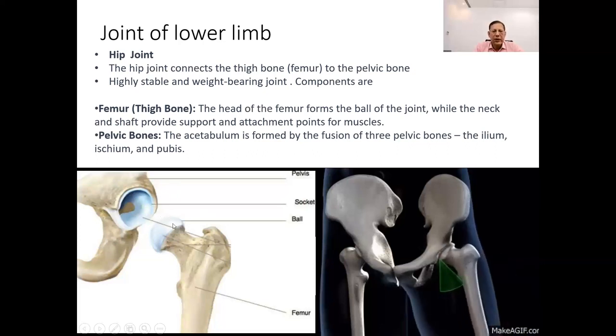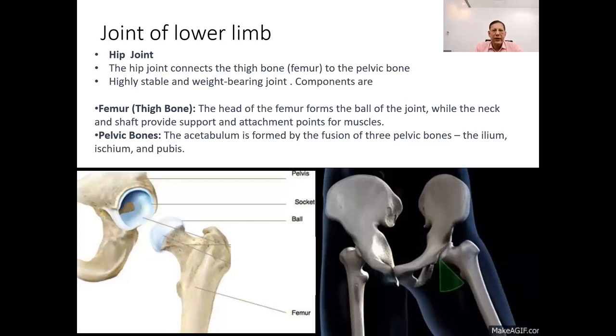Like the other synovial joints, the hip joint contains synovial fluid that lubricates the joint surfaces and helps to reduce friction during movements.